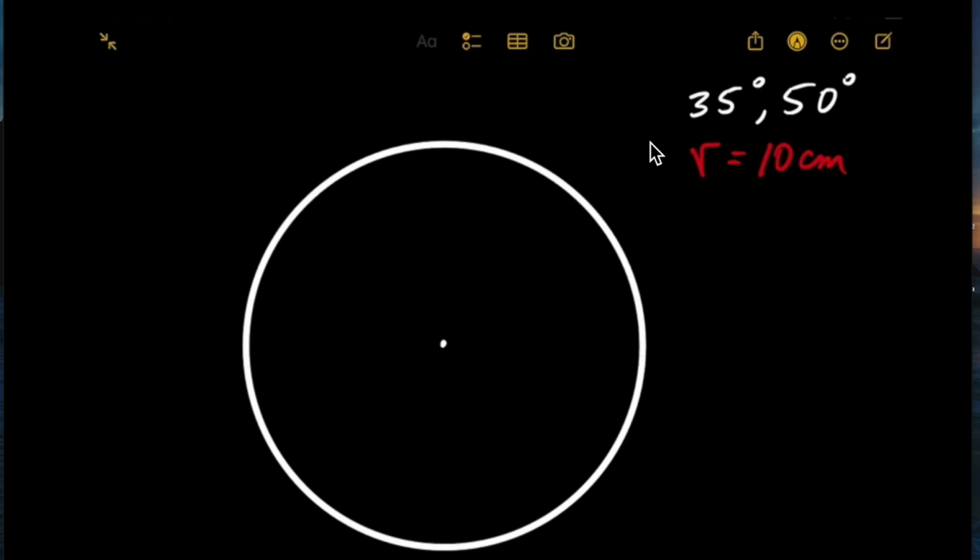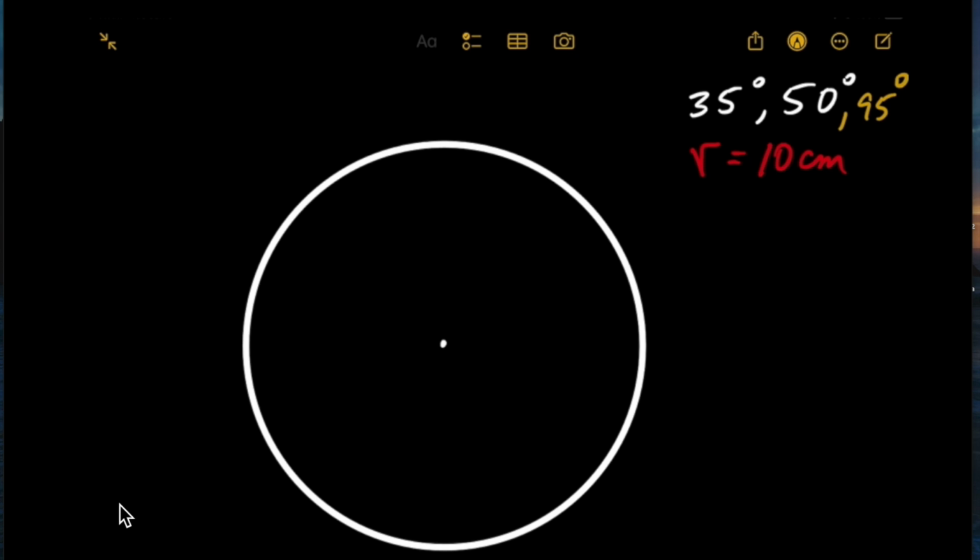Okay, here we go. If one of the angles is 35 and one is 50, then we know that the third angle is going to be 95 degrees. That is greater than 90. That means this center is not going to be in our inscribed triangle.